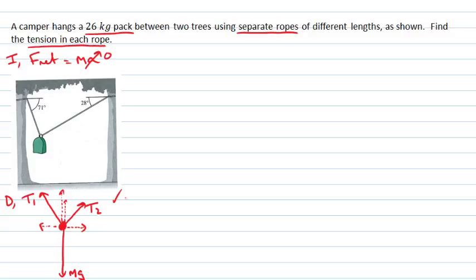From here, all I need to do is resolve my forces in the x and y direction. So let's choose some coordinate systems. Probably the easiest one here is having x and y being horizontal and vertical.